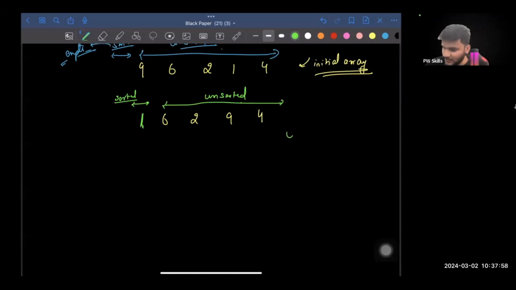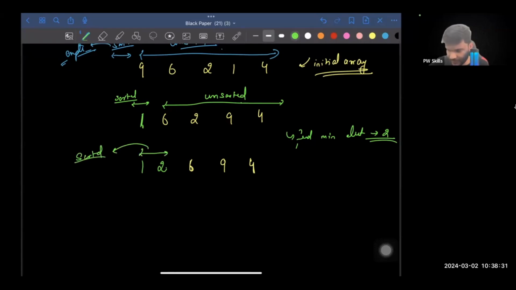Again, I will find the minimum element in the unsorted region. What is the minimum element in the unsorted region? Here the minimum element is 2. Again, what we are going to do? We are going to swap 2 with 6. So what will happen? 2 comes here, 6 goes here. Right. And now if you carefully try to understand, this is your sorted region, this is your unsorted region. Can I say that? Again, I will repeat the same step.